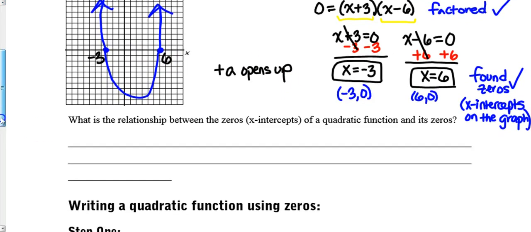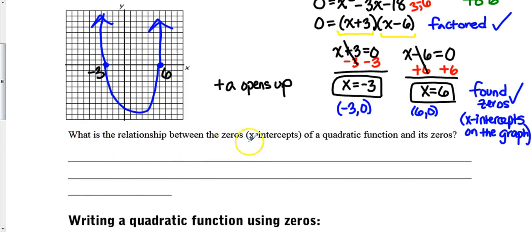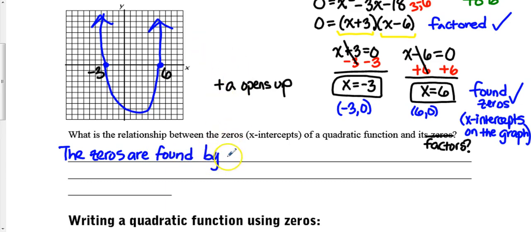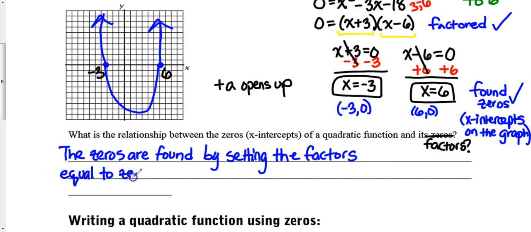So let's actually formally write down that concept. It says, what is the relationship between zeros, or x-intercepts, of a quadratic function? And I think this is actually supposed to say factors, and it's factors. So if you can cross that out and write factors. The zeros are found by setting the factors equal to 0 and solving for x.